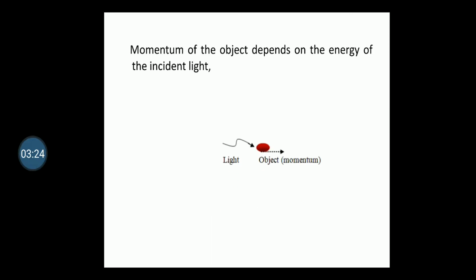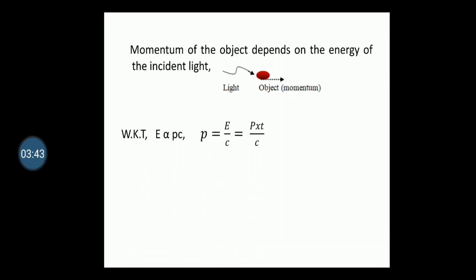We know that momentum of the object depends on the energy of the incident light. This can be understood better by this diagram. When the light of some high energy falls on the very small object, light imparts its energy to the particle, which is seen as the momentum of the particle. Hence, the energy of the radiation is directly proportional to momentum of the particle, or momentum of the particle is equal to energy of the radiation divided by velocity of the light.